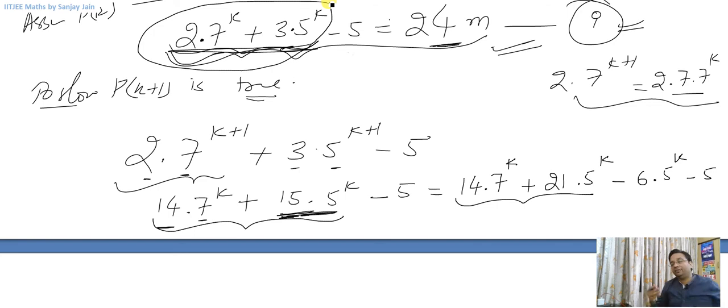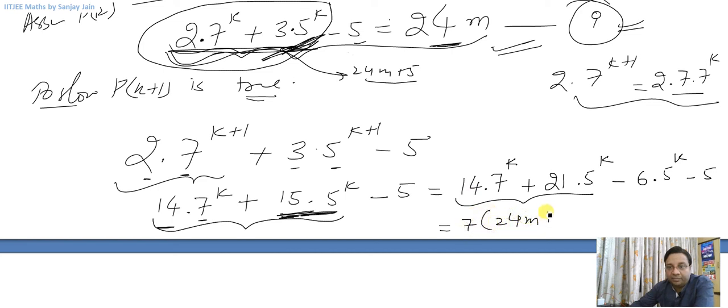right? So I leave this manipulation part to you, how you think about it. I am doing it like this, you can take some other route and we will reach the same conclusion in the end. So if you only look at this encircled portion, this will be 24m plus 5, right? I can take this 5 to the right hand side. So what I'll do here is I'll take 7 outside and write 24m plus 5 here. And then I'll have 6 into 5 raised to power k minus 5 here.